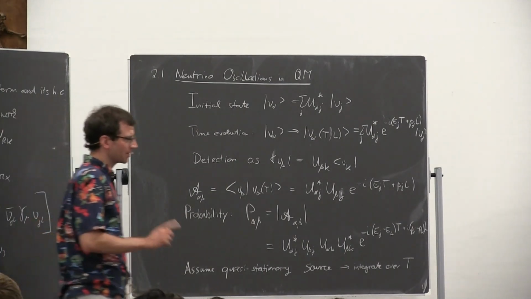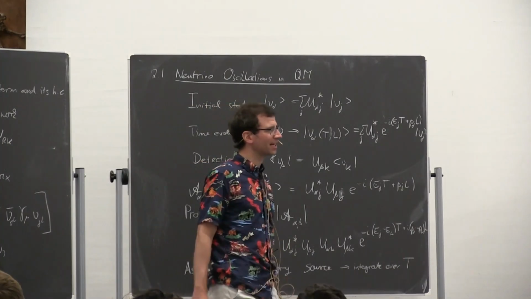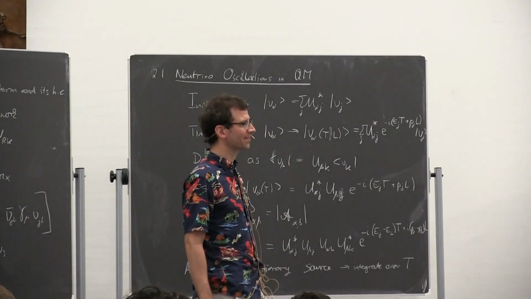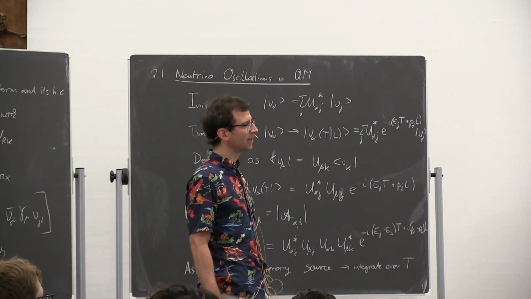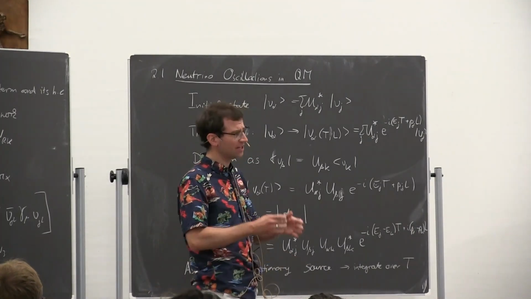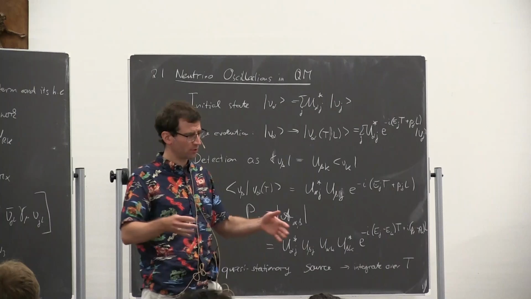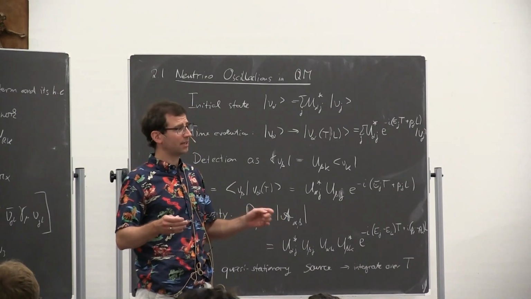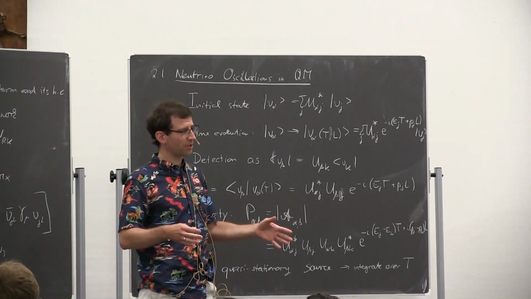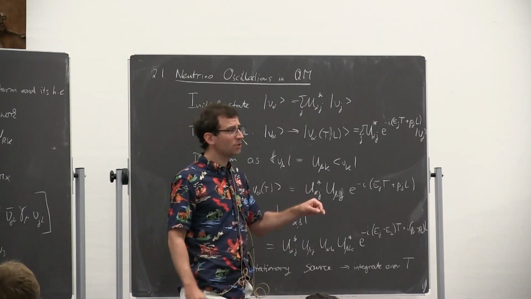What exactly do you mean? You said you cannot assign a position that goes in the right direction. What exactly do you mean by this? By the uncertainty principle, right? So I only know where I produce my neutrino with a certain accuracy. But I do know it to some extent.